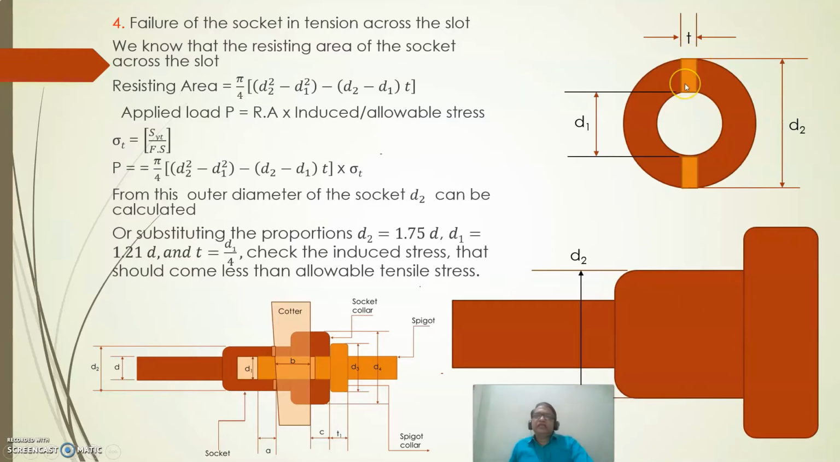So this is the section where this becomes the weakest section, right? So that's why the failure at this section you are going to get, and this failure is due to the tensile stress, and hence what we are taking is sigma t. If sigma t is the allowable tensile stress of the material, and that is SYT upon factor of safety, then the resisting area multiplied by the stress is nothing but the applied load, right?